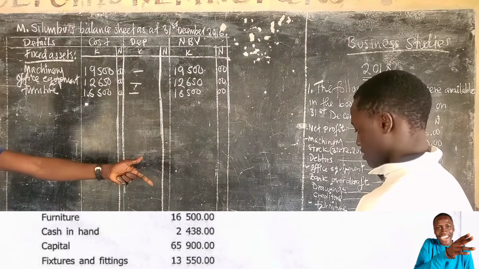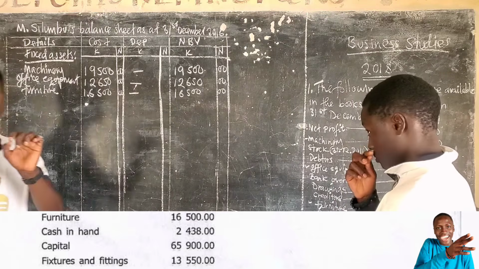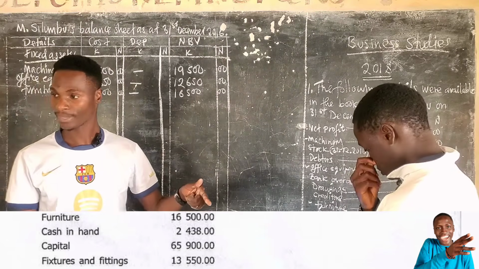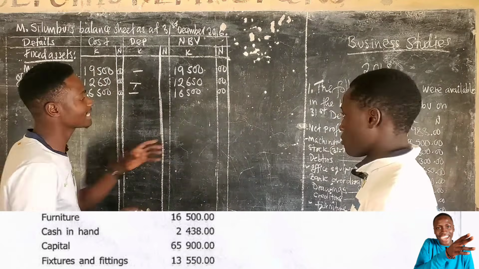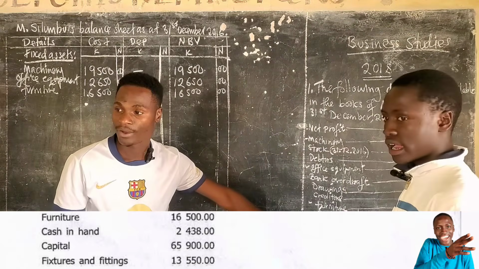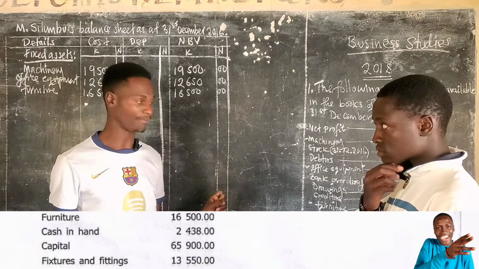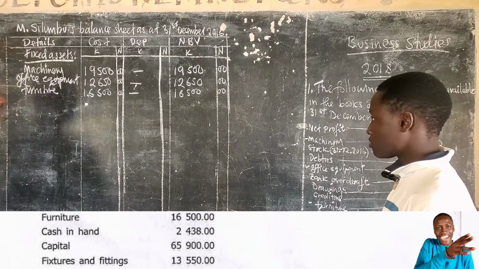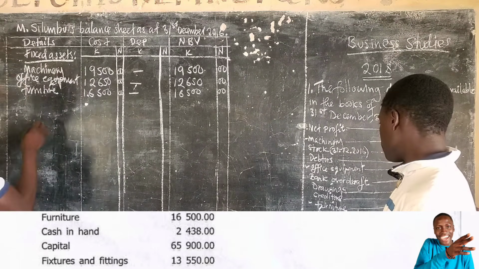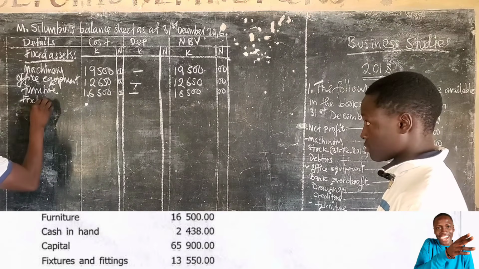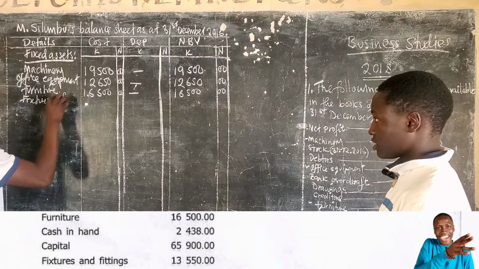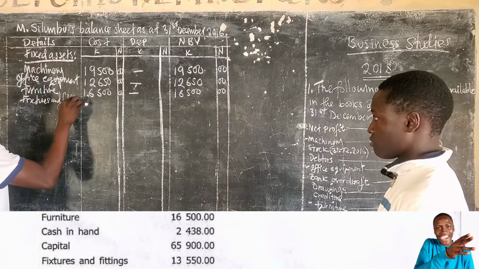Another fixed asset. So it is very important. The first thing is to identify what you are looking for. If it's under fixed assets, identify all the fixed assets. It's very, very important to do that. All right. We have the last one. Fixtures and fittings.